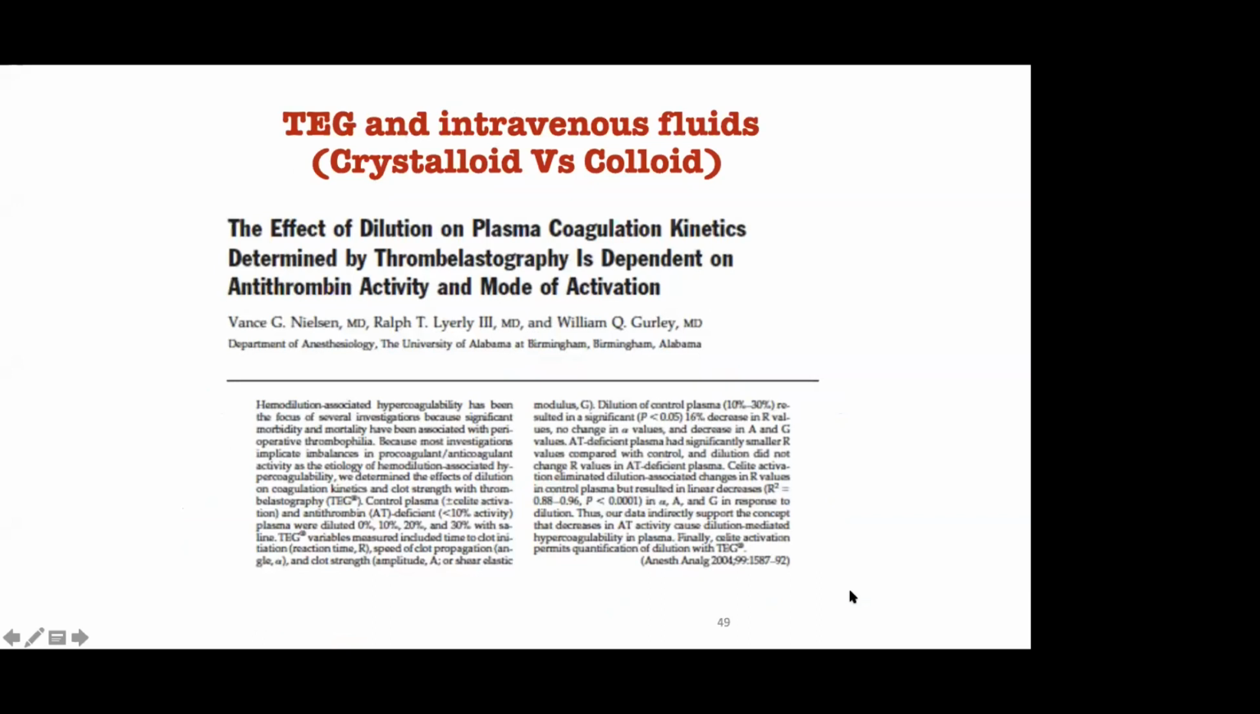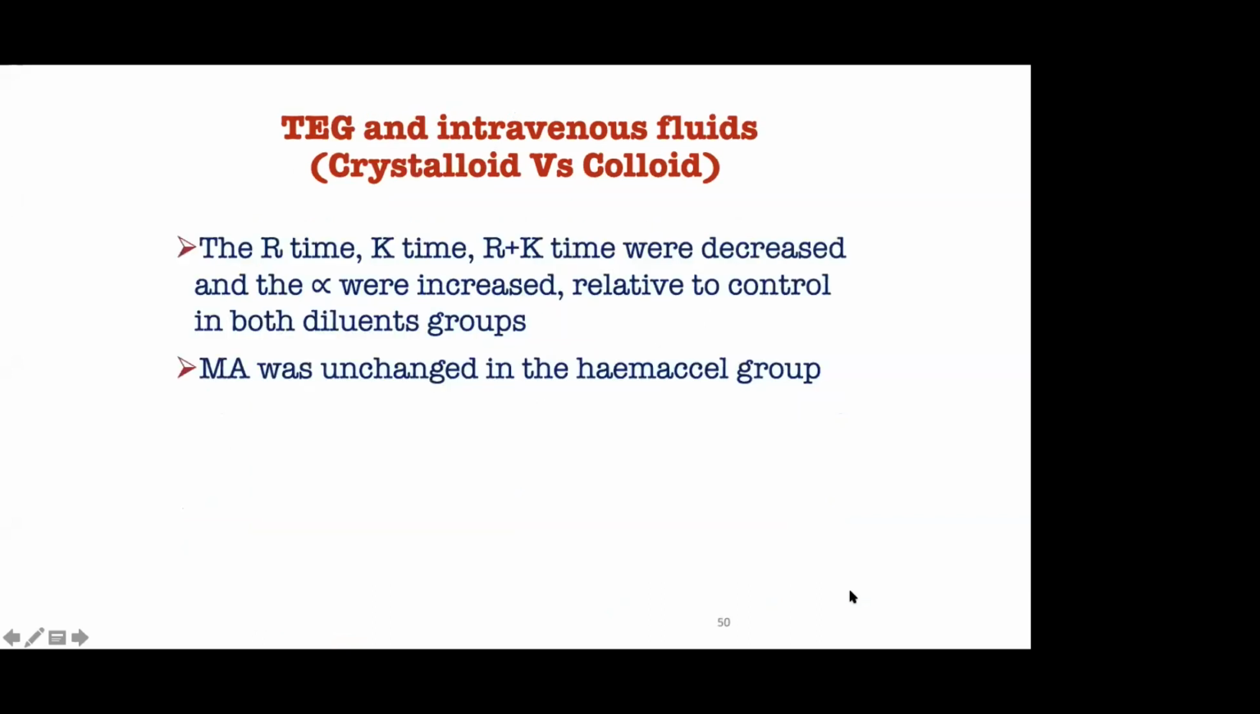TAG and intravenous fluid therapy. It has been studied what the effect on TAG will be if we do hemodilution with crystalloids and colloids. R time, K time, and the alpha angle changed relative to the control in both diluents, whether we are giving colloid or crystalloids. So it means if we are diluting the blood up to 30%, there is a hypercoagulable state rather than a hypocoagulable one. MA was unchanged in the hemaxil group.